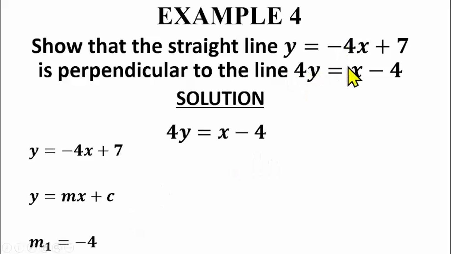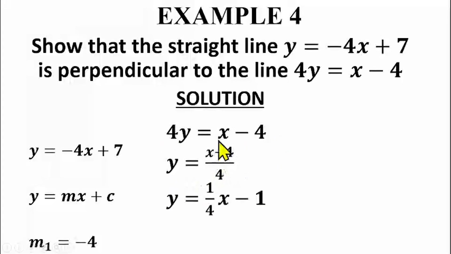Then from here we can find the gradient of this second straight line as well. This one has not been expressed yet, so we need to divide through by 4. So we have y is equal to x minus 4 over 4. If you split this fraction, that will give us y is equal to 1 over 4 x minus 4 divided by 4, which gives us 1. So in this case, our m2 will be 1 over 4.